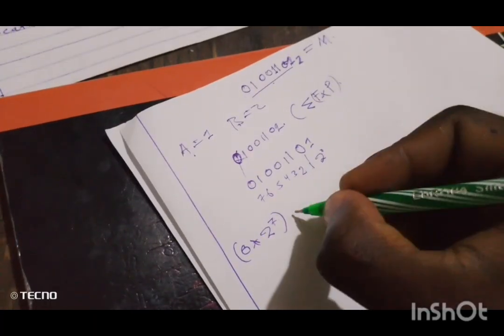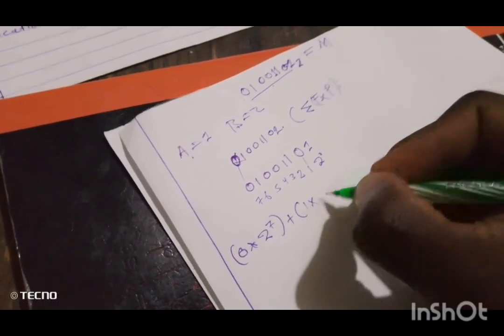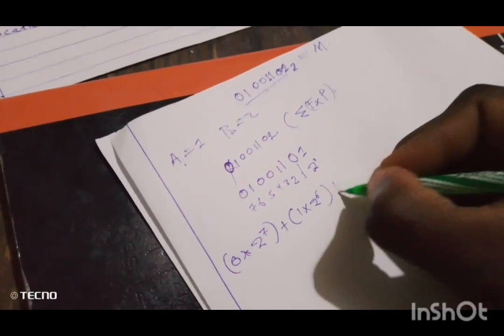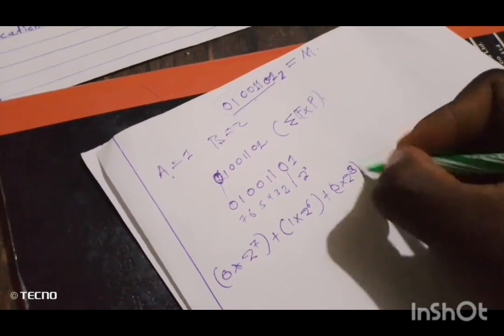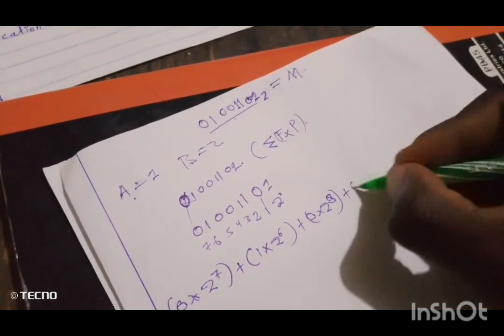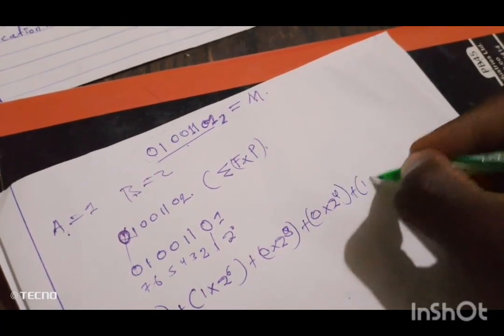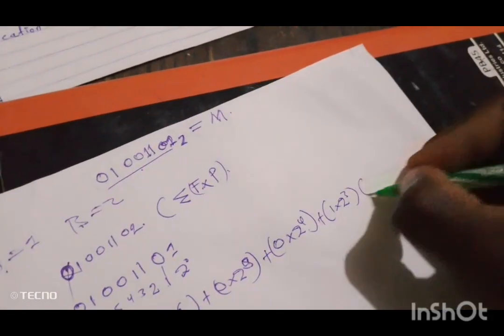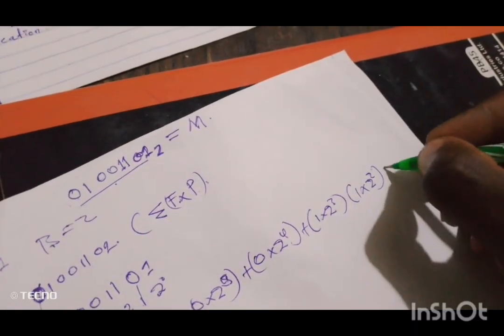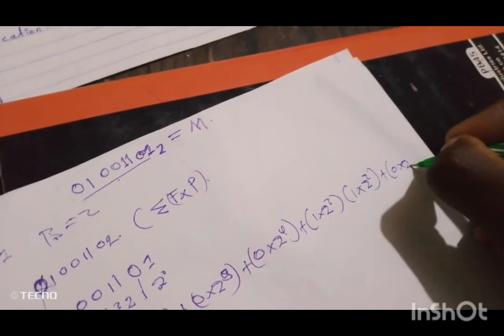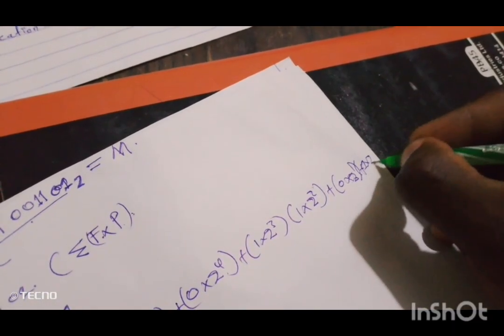I'll write the place values again, so plus the other one, which is 1 times the position value, 2 to the power 6. The other one is 0 times 2 to the power 5, sorry. Another one is another 0 times 2 to the power 4. Another one is 1 times 2 to the power 3. Another one is another 1 times 2 to the power 2. The other one is another 0 times 2 to the power 1. And the last one being 1 times 2 to the power 0.